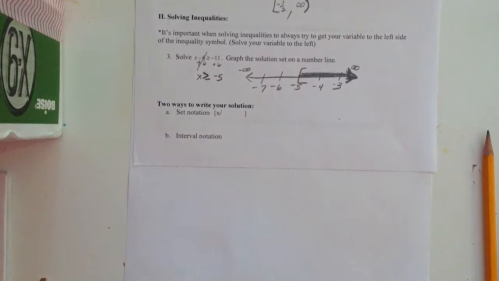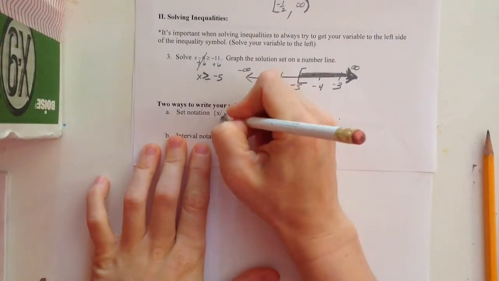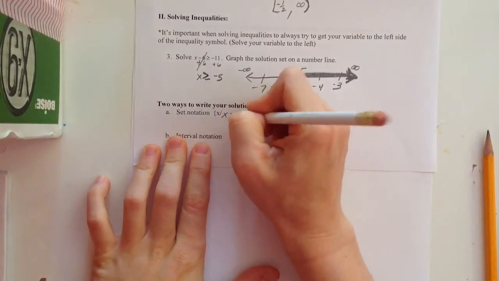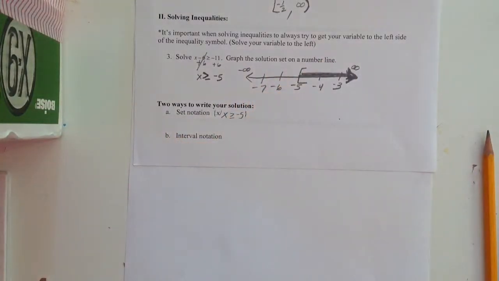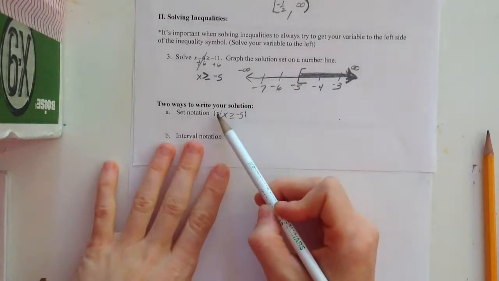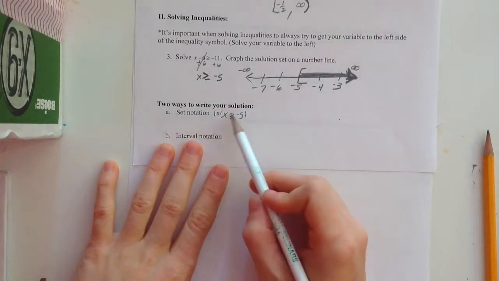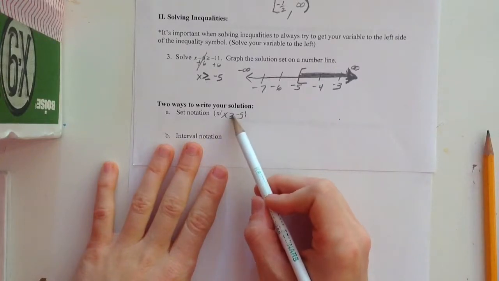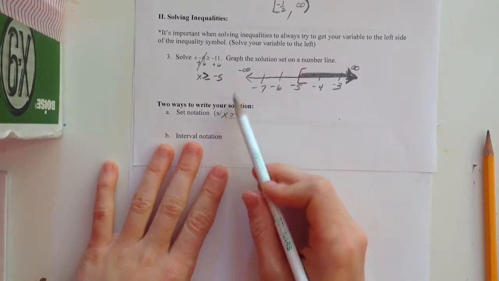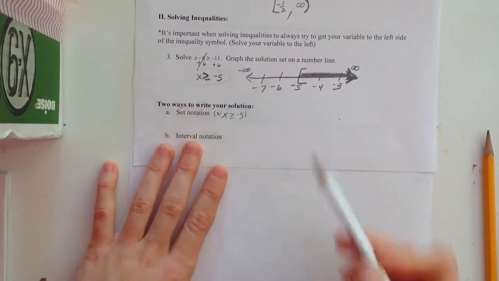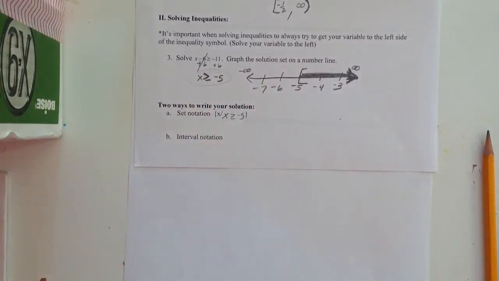Now, the set notation just means you're writing your solution over again. Your x is greater than or equal to negative 5. Sometimes they'll ask you for this on your homework, not very much. So if you ever see something that says x and then a line, don't just write the greater than or equal to negative 5. Go ahead and write the entire solution that you have found, that x is greater than or equal to negative 5, in your solution set. So that's how you do set notation. It's pretty simple, exactly what you think.